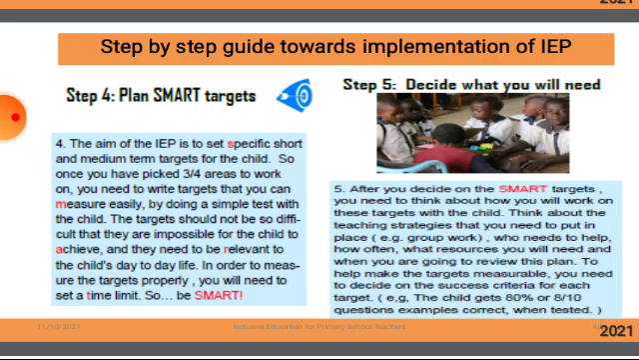The targets should not be so difficult that they are impossible for the child to achieve. They need to be relevant to the child's day-to-day life.